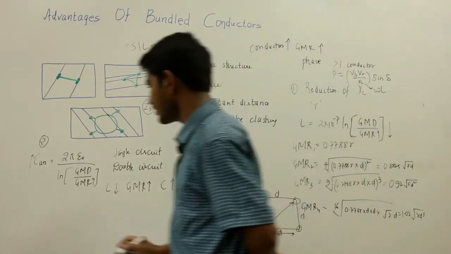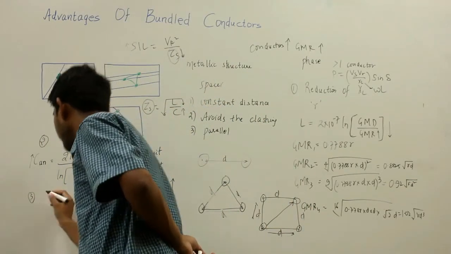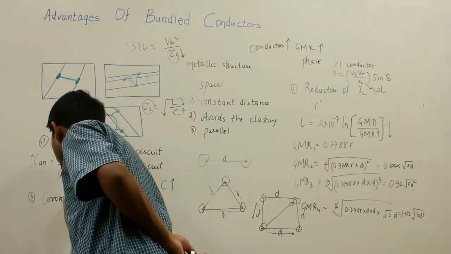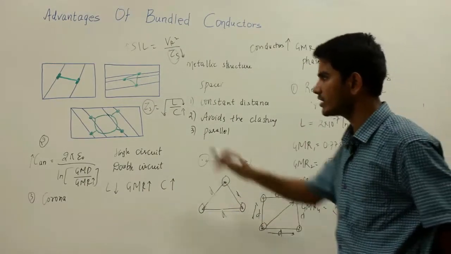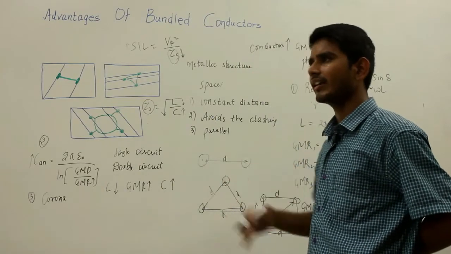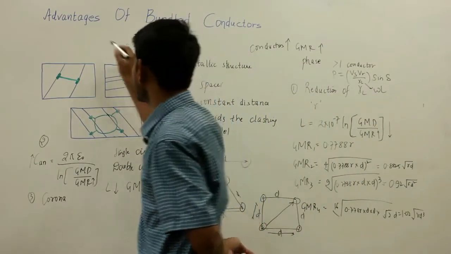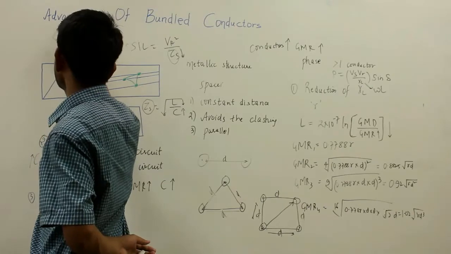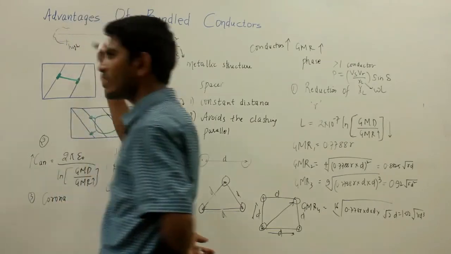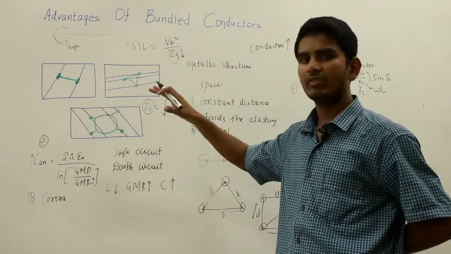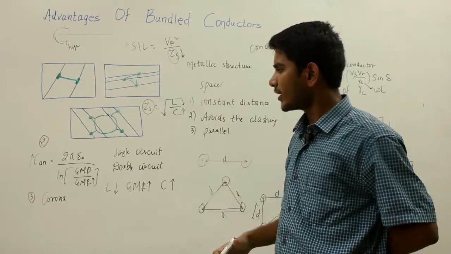So the third advantage, the important advantage of using this bundle conductor, is the possibility of reduction of corona. In order to reduce the corona effect in the transmission line at high voltage levels, we are basically moving to these bundle conductors. In a single conductor, when you transfer the power at high voltage levels, the voltage gradient around this single conductor is pretty high. As the voltage gradient is pretty high, it will ionize the air, and the surrounding media will be in conduction mode, and there will be a discharge of power, which can be overcome by using these bundle conductors.